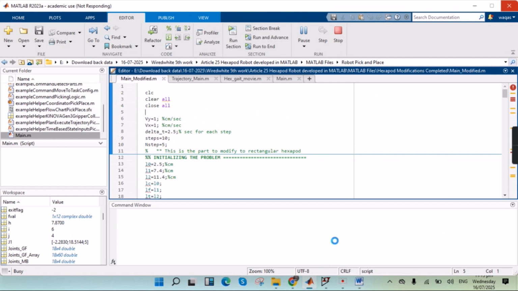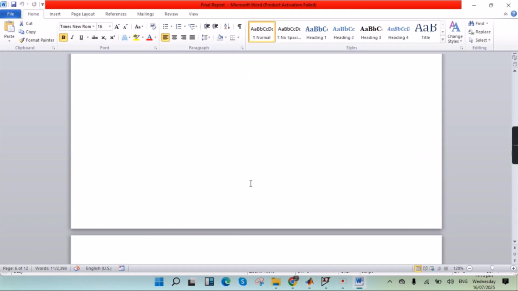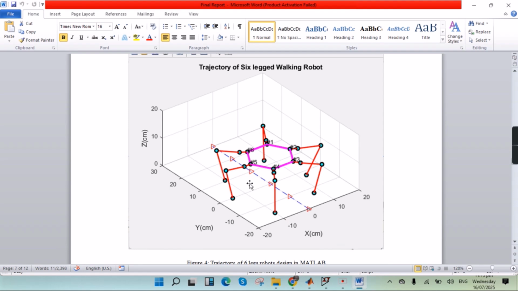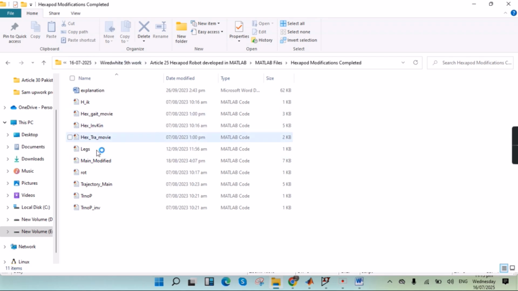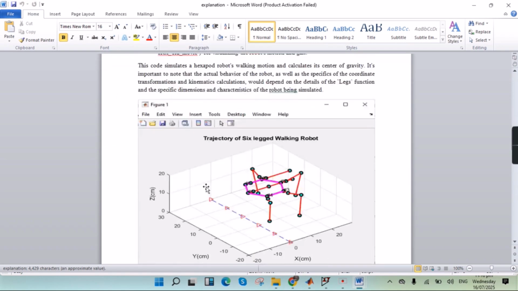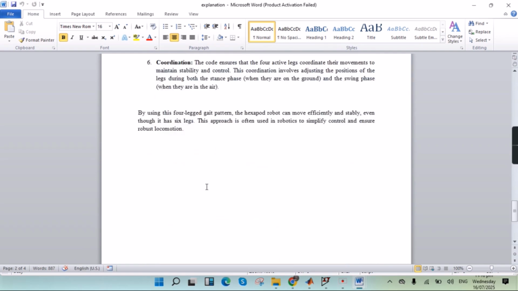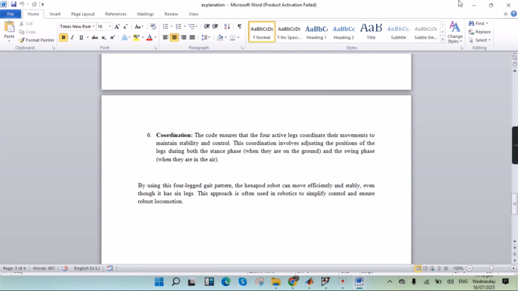MATLAB is a little bit busy, but the main purpose is how it is running the code. You need to open these Hexapod report files. You need to run this main modified code, and the trajectory main as well. So these are the explanations in which I have added the explanation of the 2 legs and 4 legs code as well. Okay, thank you.